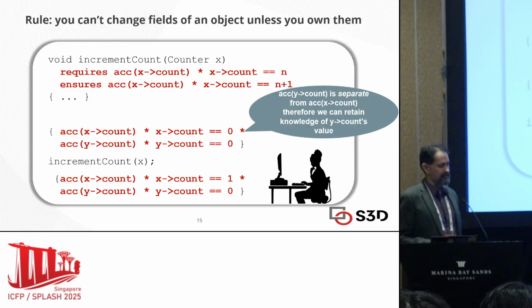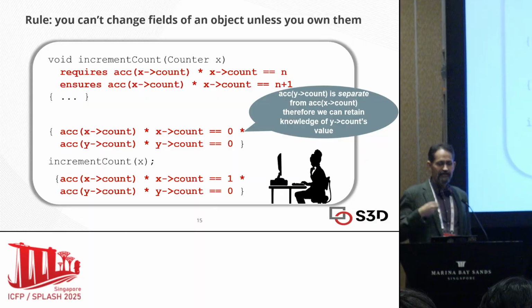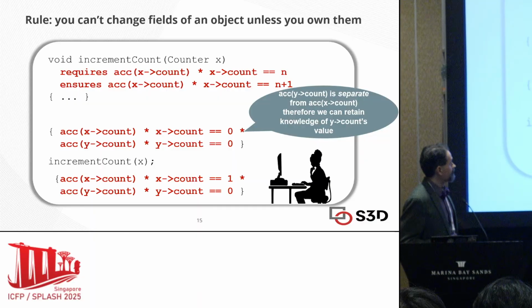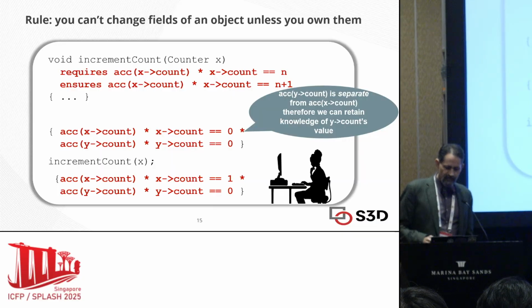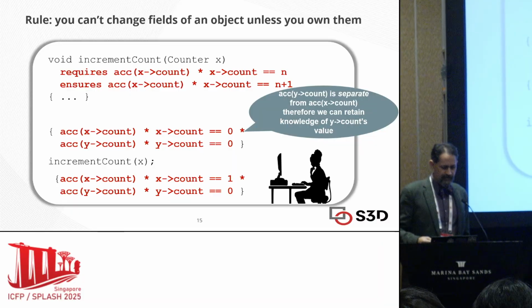So how do we express ownership? There's this access predicate, access(x.count). This idea comes from implicit dynamic frames. And access(x.count) says I own the field x.count. And so to even talk about x.count equals n, we have to have access to x.count. Okay? And then, of course, we want to return ownership to the caller, so we'll also put access(x.count) in our ensures clause.